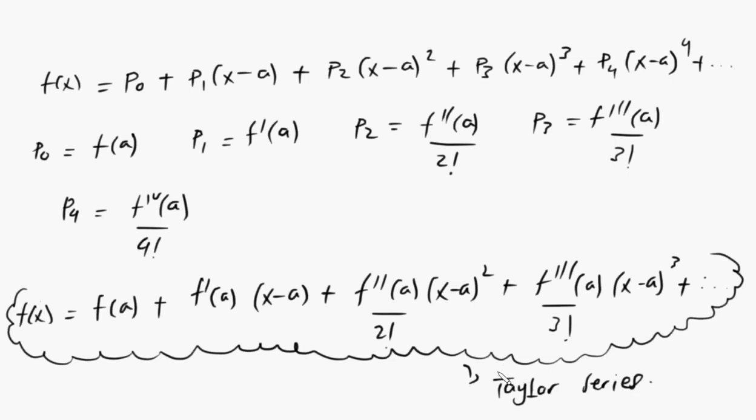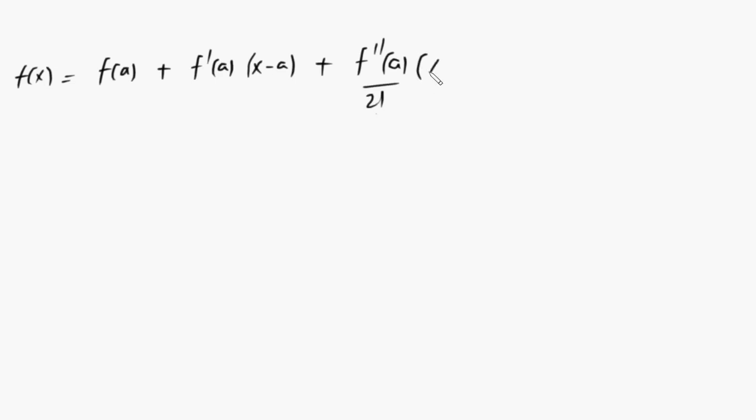All right, so let me put it again. So this is our Taylor series. Here we have fx is just equal to fa plus f dash a times x minus a plus second derivative of fa over 2 factorial times x minus a squared plus third derivative of fa over 3 factorial times x minus a cubed na kuendelea, okay?